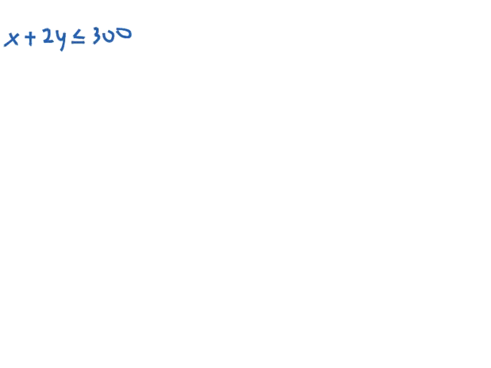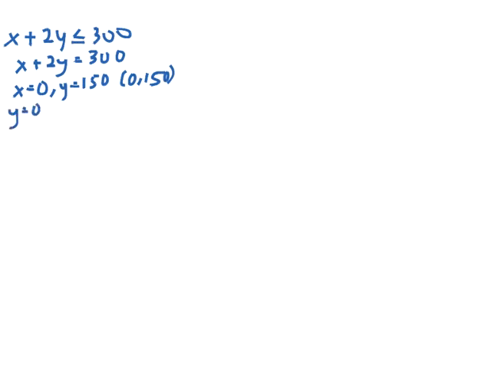Okay, so the same thing, we have an inequality, so we want to come up with points. We need to change them into an equation, which is x plus 2y equals 300. Then we assume x equals 0. When x equals 0, y will be 150, so we have one point, 0, 150. And then for the second point, y equals 0. When y equals 0, x will be 300. So we have 300, 0 as the second point.